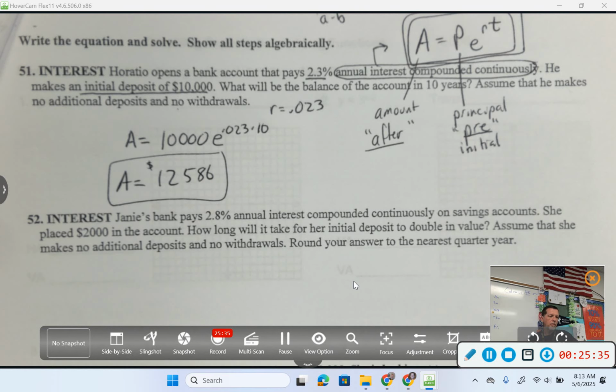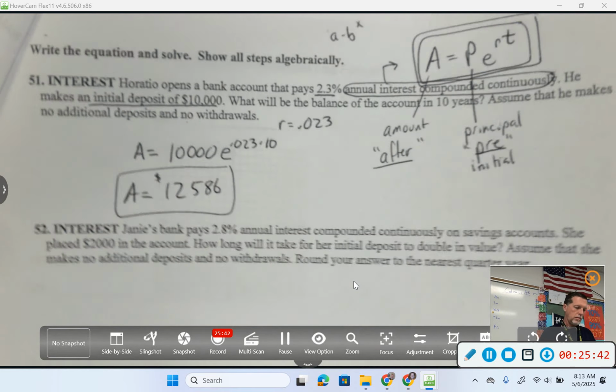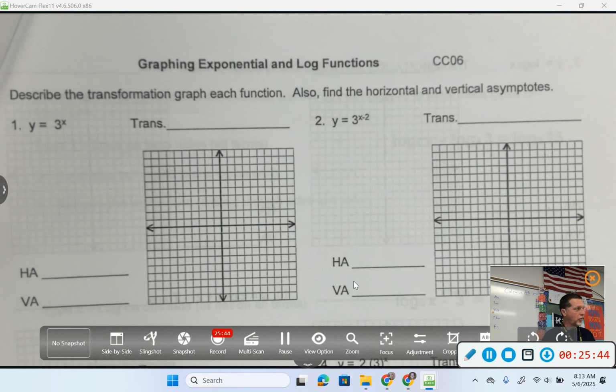All right, 52, 53 are pretty similar, and we're almost out of time. But hey, we did a whole bunch of that worksheet together, so tomorrow we'll get to graph, Cooper, so that'll be exciting.